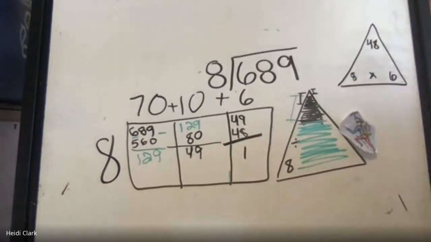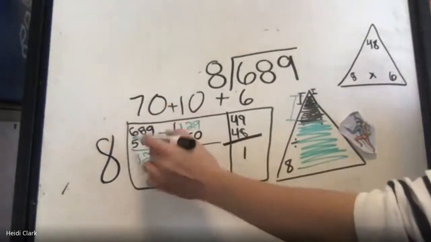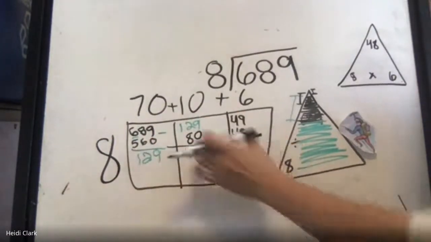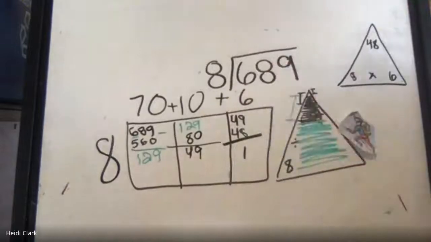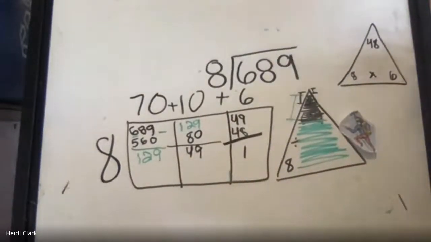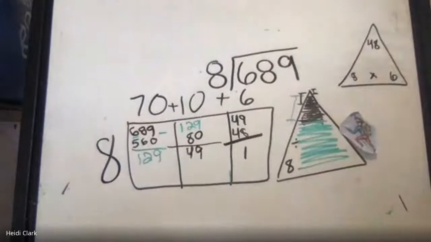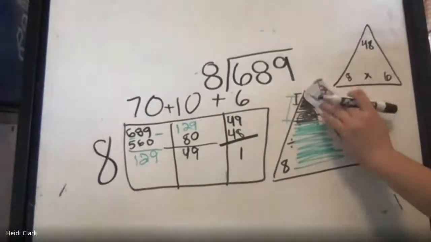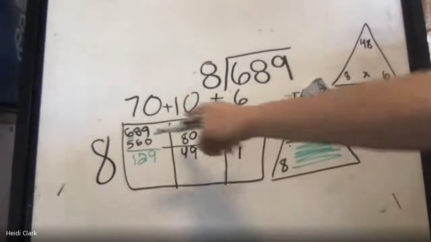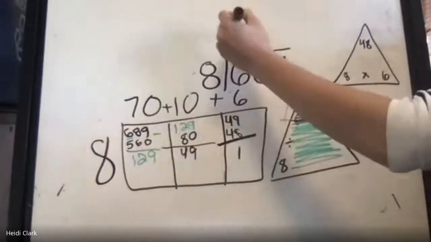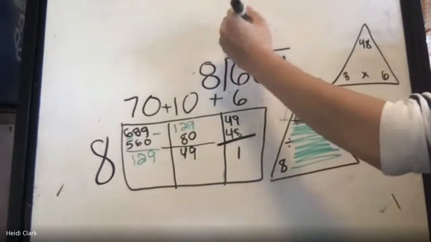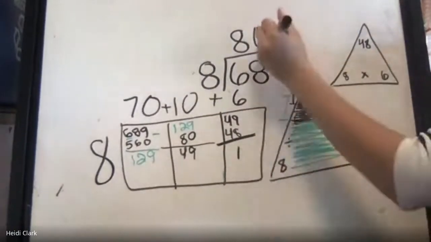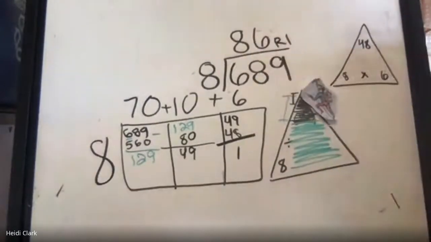All right, so we did 8 times 70 to get 560. We did 8 times 10 to get 80, and then 8 times 6 to get 48. And we got really close to 689, but there's a remainder because 8 is not a factor of 689. All right, so we climbed our mountain, and there's just 1 left over. All right, so we are going to put this together, 70, 80, 86. There we go. And remainder 1, since that's left over.